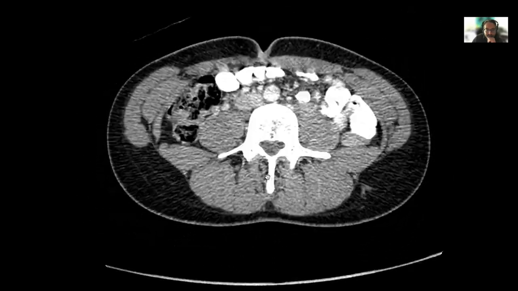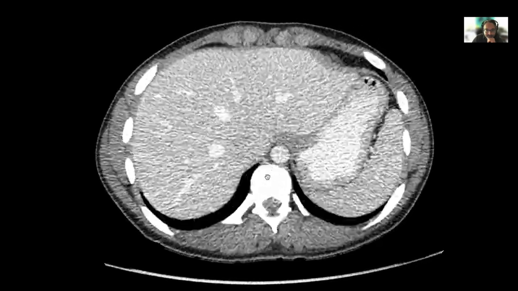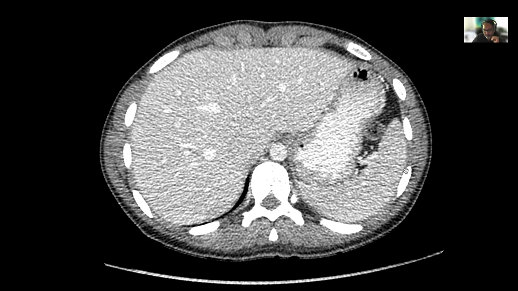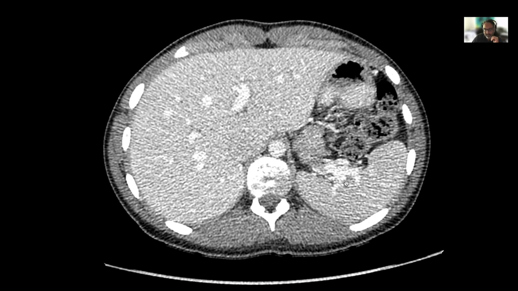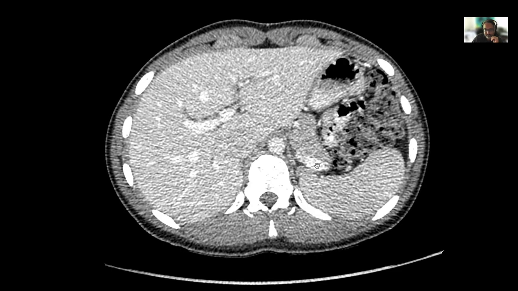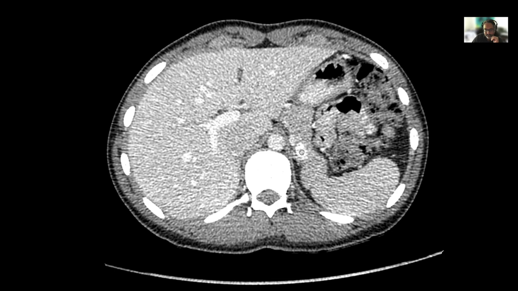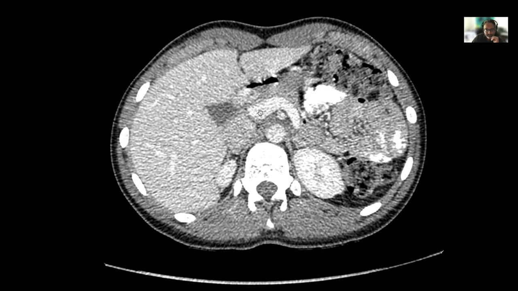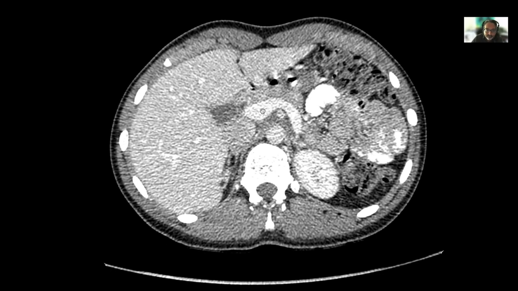So let's start with the splenic vein. Actually, let's come up here, and the splenic vein. I mean, you see the spleen. The splenic vein, if you see it, you follow, this is the splenic vein. And that splenic vein is coming here and joining this vein. That is the portal vein.